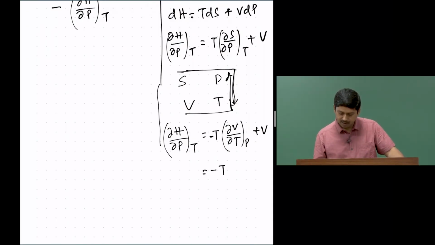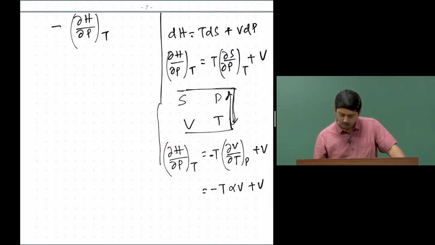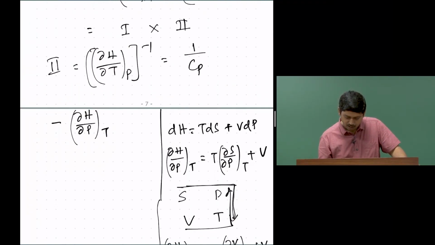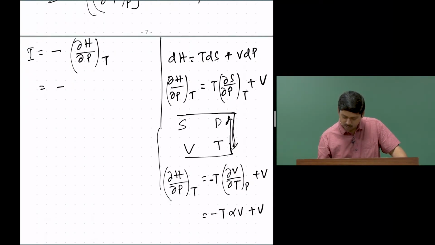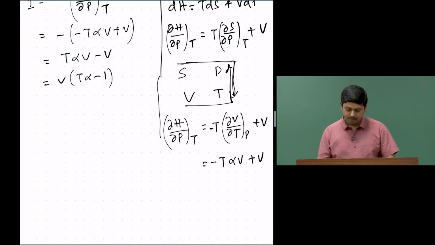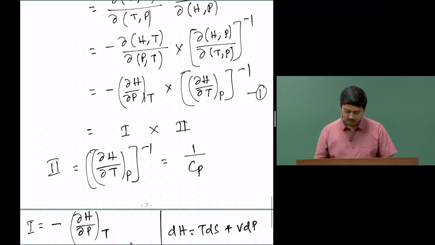So, that will be minus T. Now, what is del V by del T? We can say coefficient of thermal expansion multiplied by V. So, this will be alpha V plus V. So, we got the whole thing. That means this term 1 is equal to minus of this quantity, minus T alpha V plus V, which is going to give us T alpha V minus V, or V times T alpha minus 1.